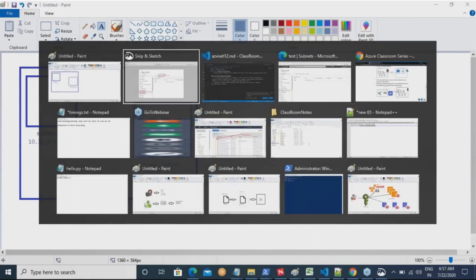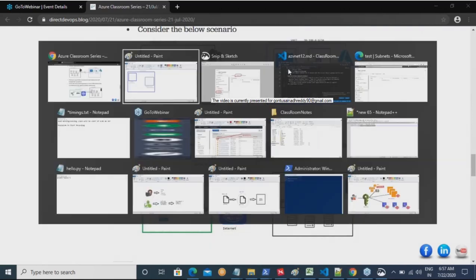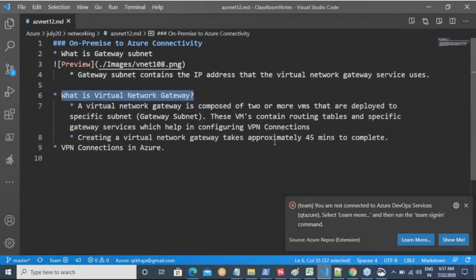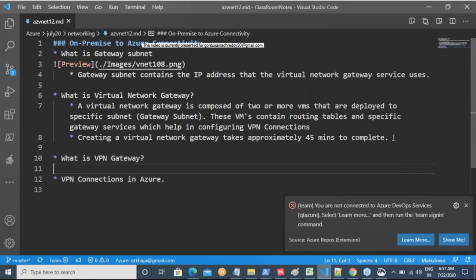Okay. So right. And one more thing. Okay. So I will be using a gateway which is called a VPN gateway. Let me try to use that one also. What is VPN gateway? What is VPN gateway?